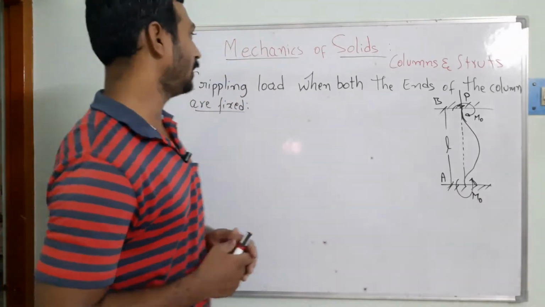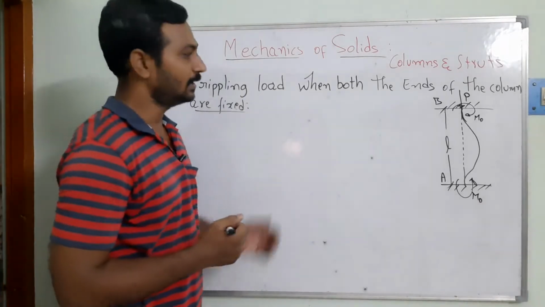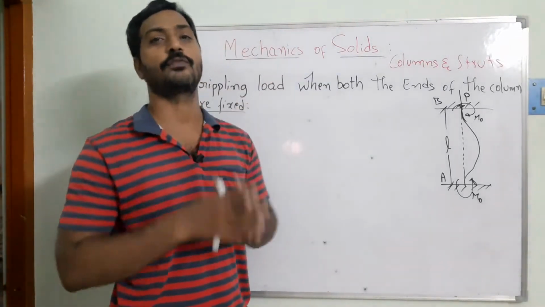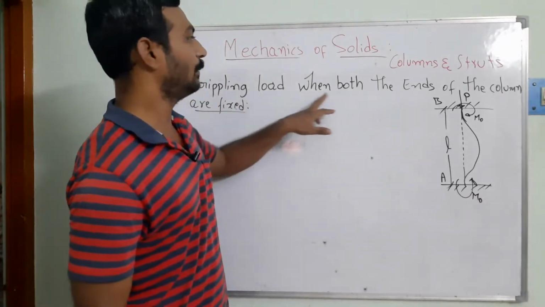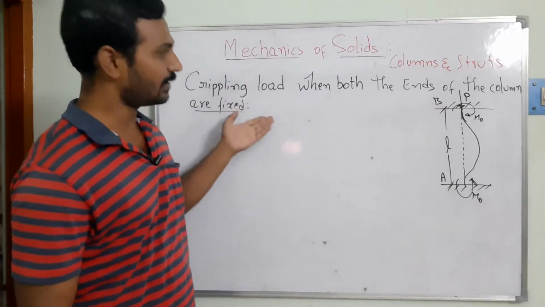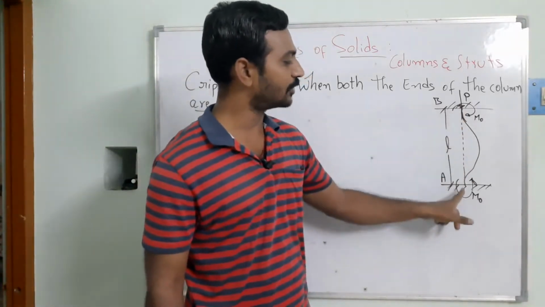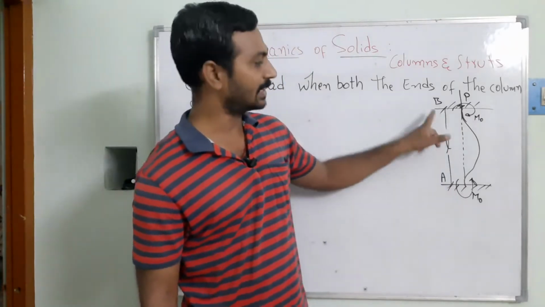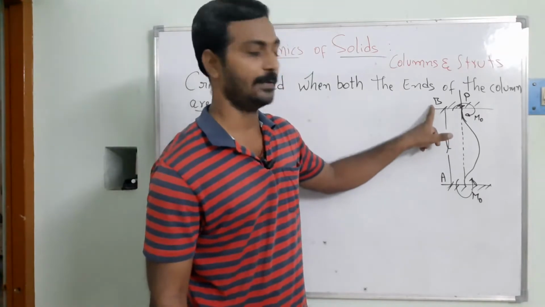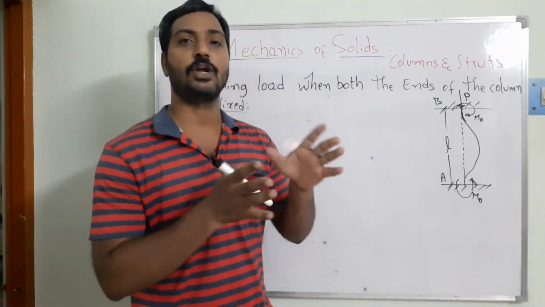So today's topic is the crippling load, because this crippling load helps to bend objects. That means it tries to deflect the object from its mean position. The crippling load when both ends of the column are fixed. To illustrate this statement, I have drawn it here. Can you see the dotted lines I mentioned? One end is fixed, and the other end is also fixed. I am going to call those ends A and B.